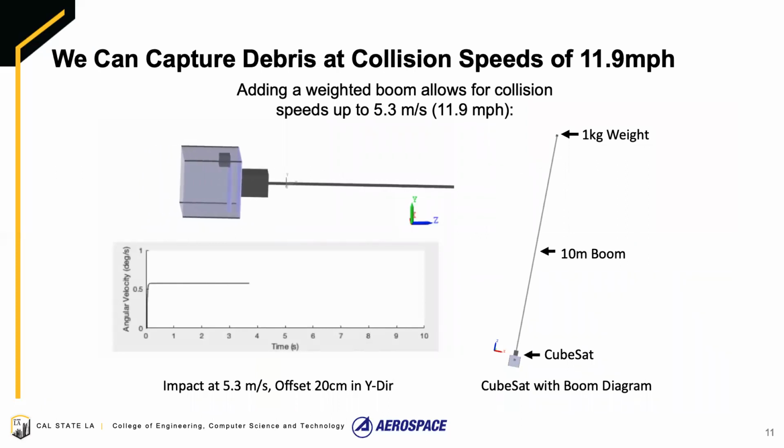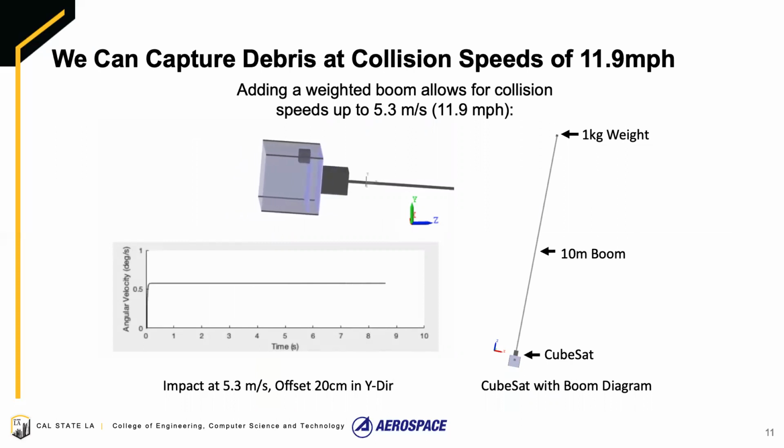So as we were designing our satellite, we used simulations in MATLAB Simscape throughout the design process to make sure it would be able to operate under collision conditions. Through the simulation process, we decided to use a 10-meter long weighted boom, which allows us to collide with debris without spinning out of control and exceeding our star tracker sensor's maximum spin rate, which is 0.6 degrees per second. Using the weighted boom, we're able to capture debris at collision speeds of up to 5.3 meters per second, which is around 11.9 miles per hour, as we can see in the simulation here.